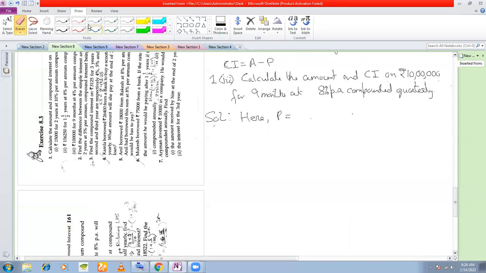The principal here is 10 lakhs. Rate here is 8%. But the interest is compounded quarterly, so we are dividing the year into 4 equal parts. That means the rate must be divided by 4, so you get 2. And the time here is 9 months.